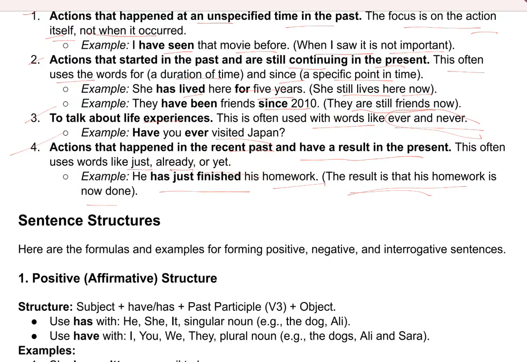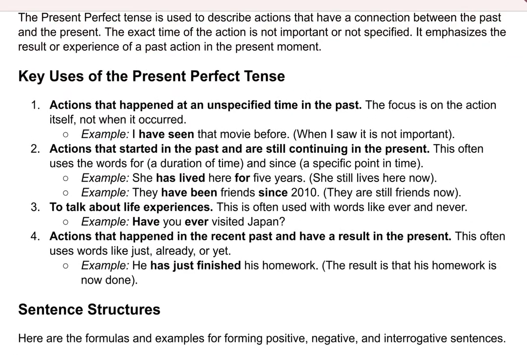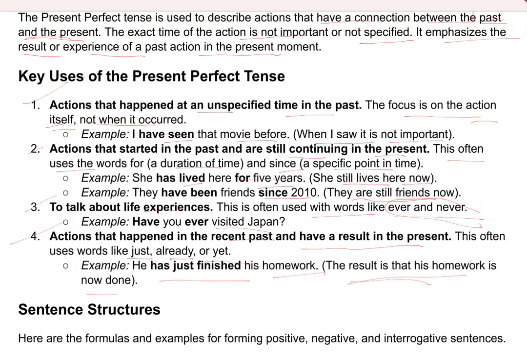Okay, so we have very smartly learned the uses of the present perfect tense. The first use is important: an action happened but the time is not important, not important when it occurred. The second is an action that started in the past and still continues. I also discuss an example here. The third is talking about life experience, where two words are important, ever and never. Fourth, we use it for an action that happened in the recent past and has a result in the present.